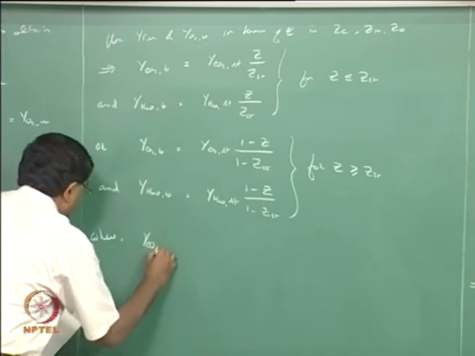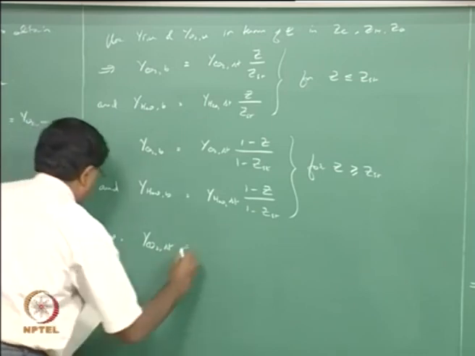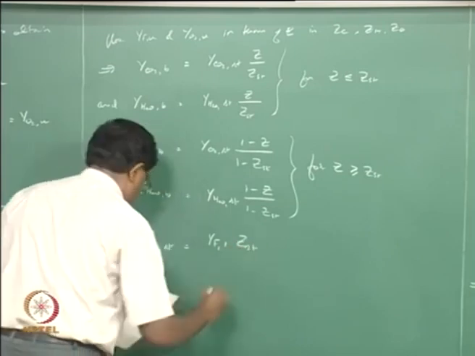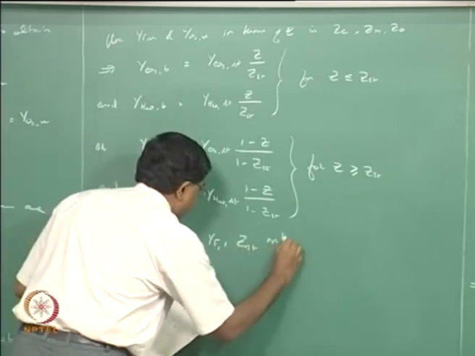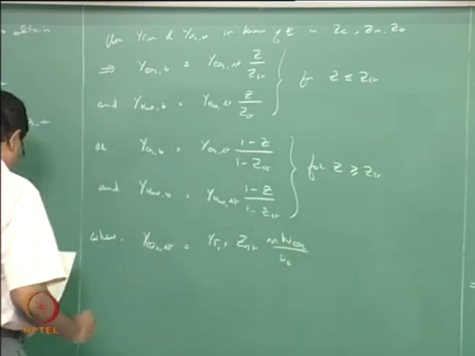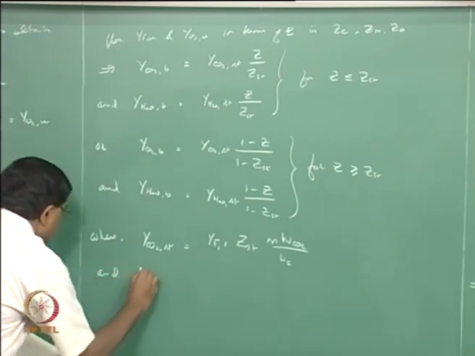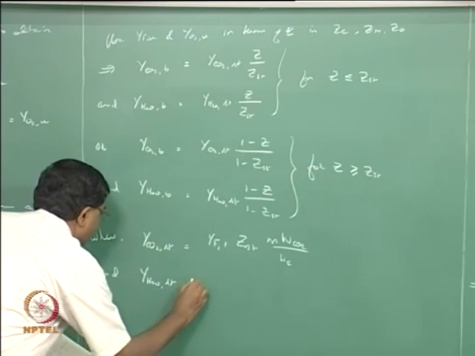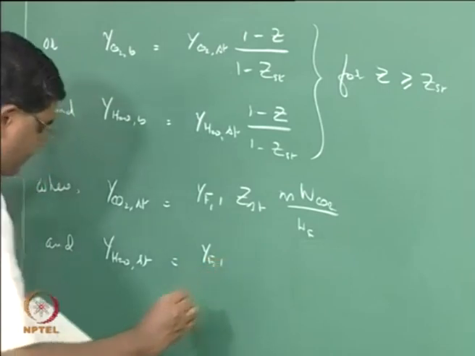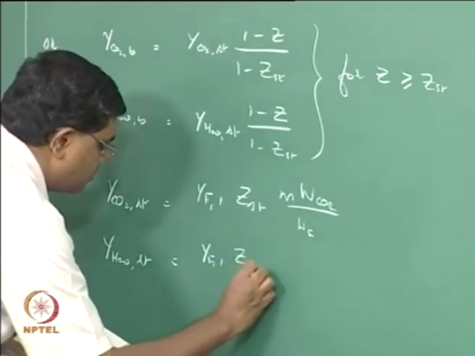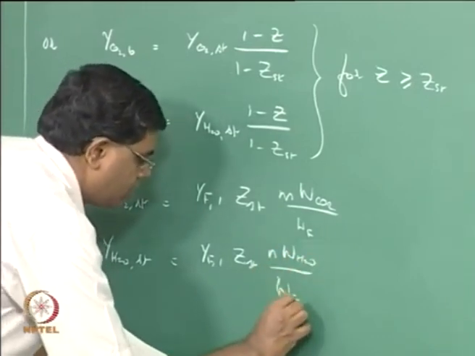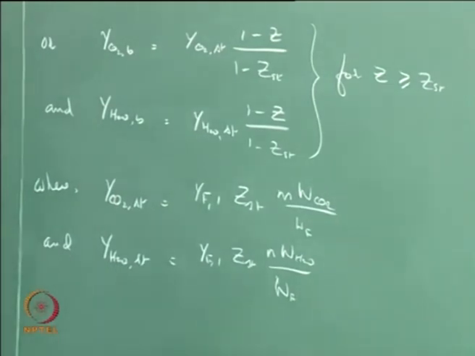So YCO2 stoichiometric is YF,1 ZST times N WCO2 divided by WF, and YH2O stoichiometric is YF,1 ZST times N WH2O divided by WF. All right.